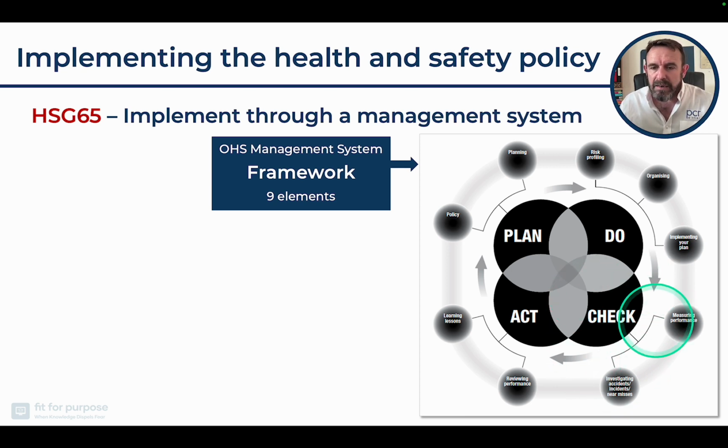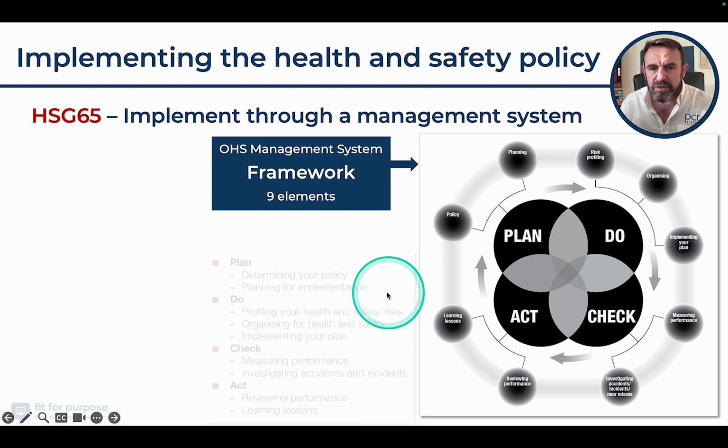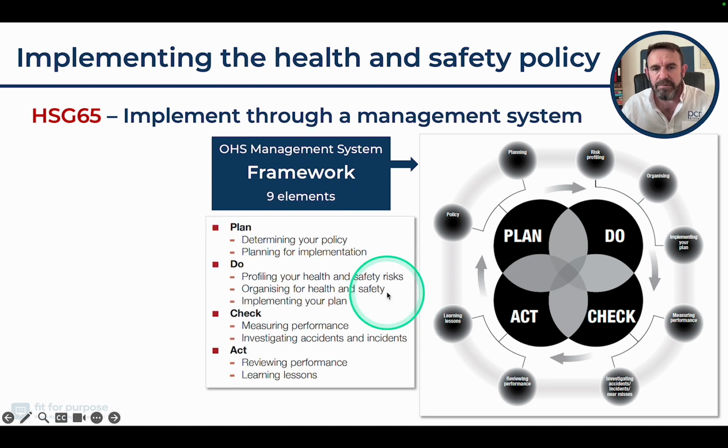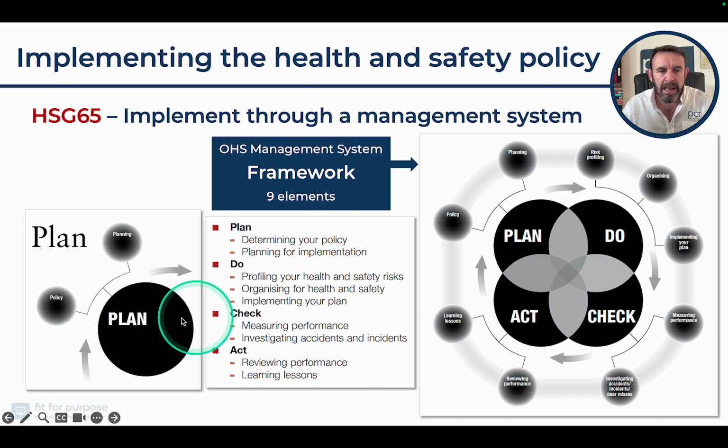Investigating accidents, incidents and near misses. We're then going to take that information and we're going to act on it. So we're going to review our performance, review that information and then apply any lessons learned. So that then we've got plan it, do it, check it and act it. And that is the 9 elements of the HSG 65 framework, and we can see them there, starting off with plan, which is where the health and safety policy exists.